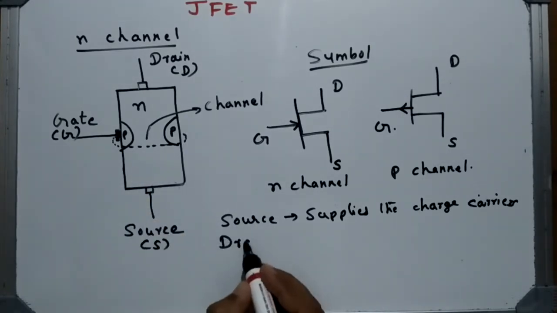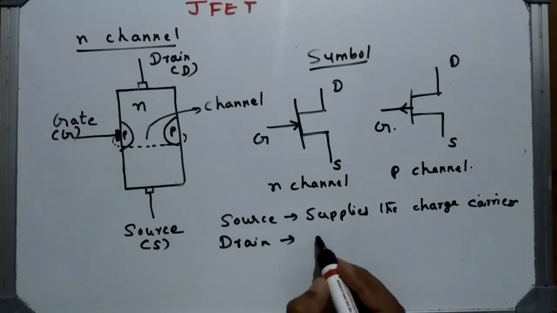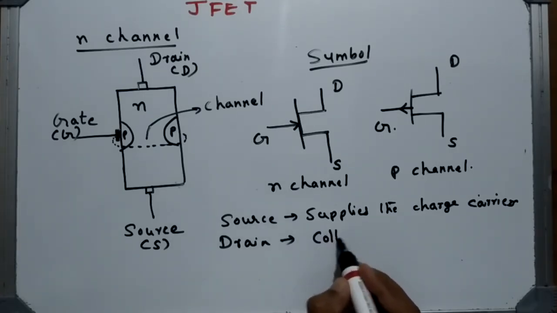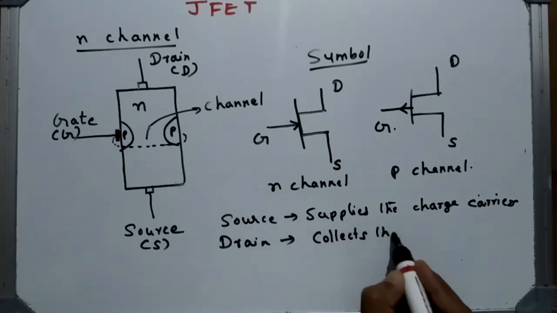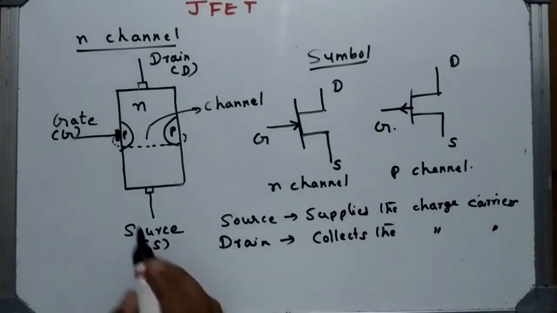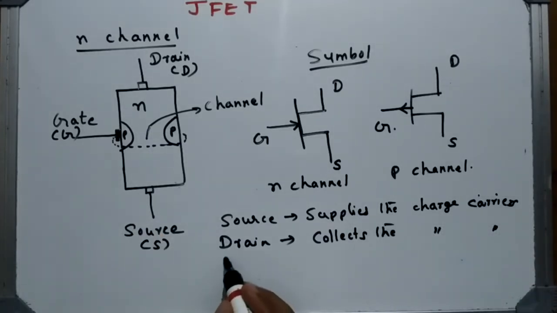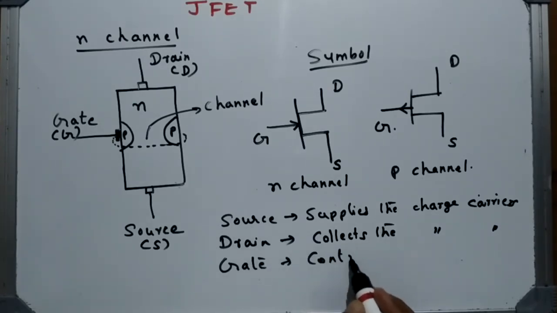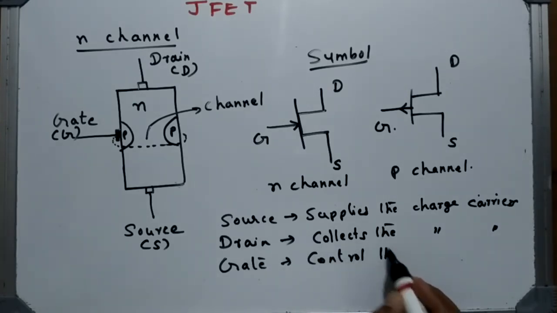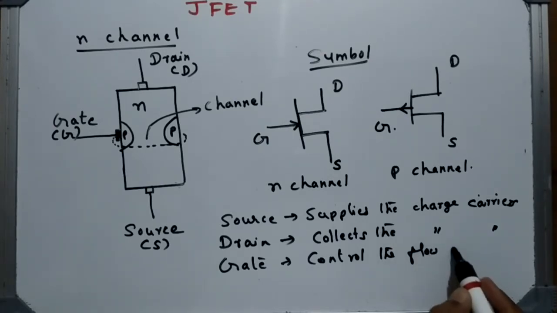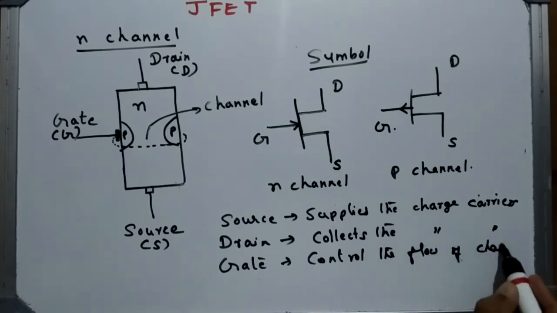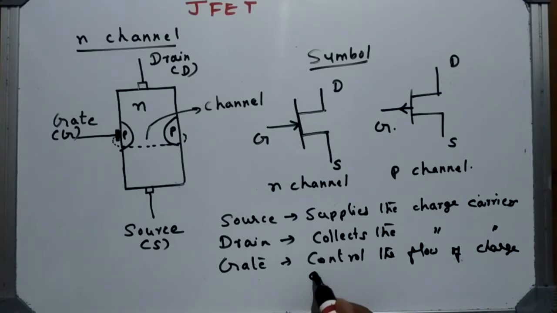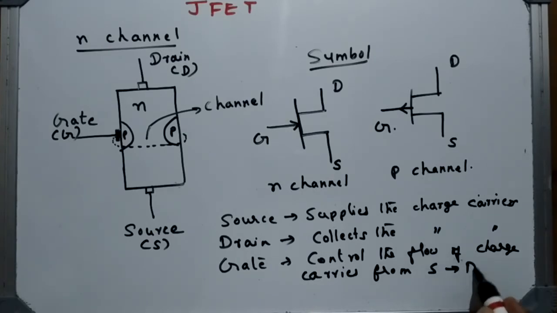Drain collects the charge carriers which are supplied by the source, and gate will control the flow of charge carriers from source to the drain.